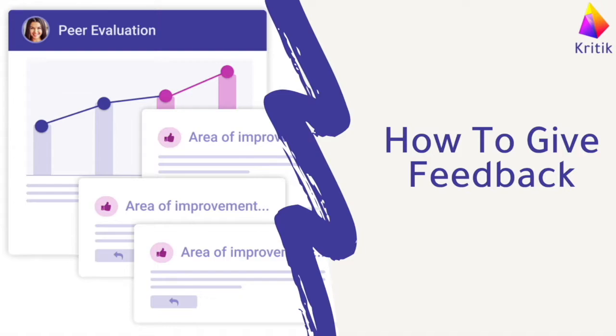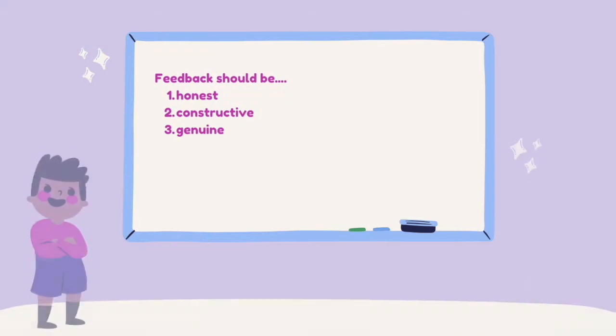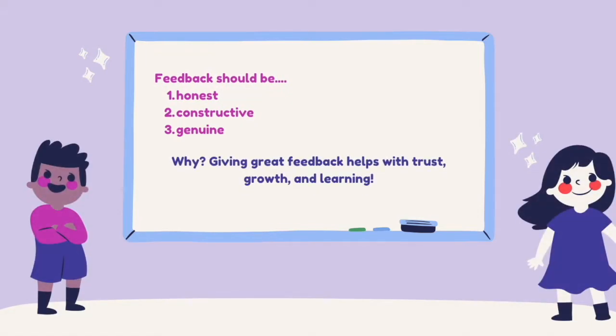We will focus on how to give feedback in Critic and why it's an important step in the process. In the feedback stage, students should provide honest and constructive feedback to increase the quality of their peers' work. When you put effort into giving great feedback on your peers' evaluations, this actually encourages an atmosphere of trust where everyone is giving the best, most genuine advice possible. All students should be open to learn and grow from the feedback they give and receive.